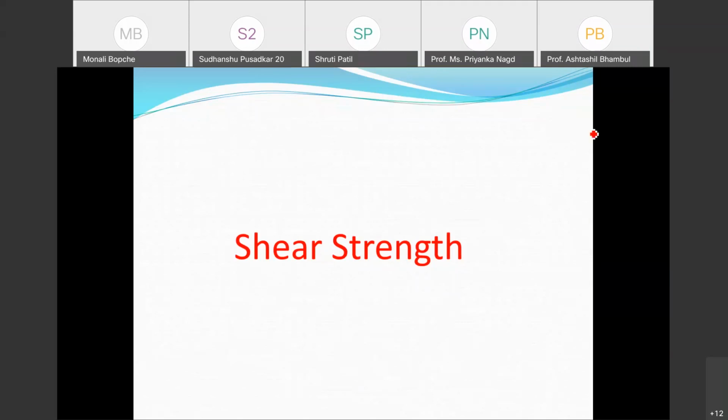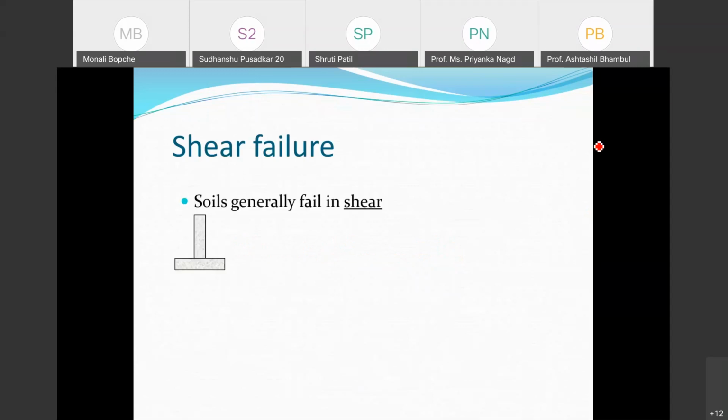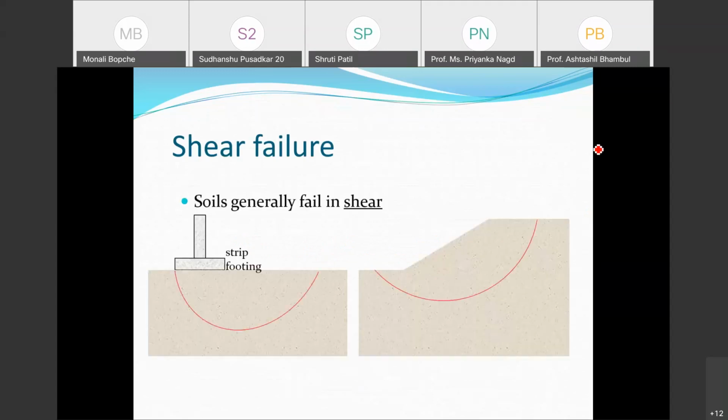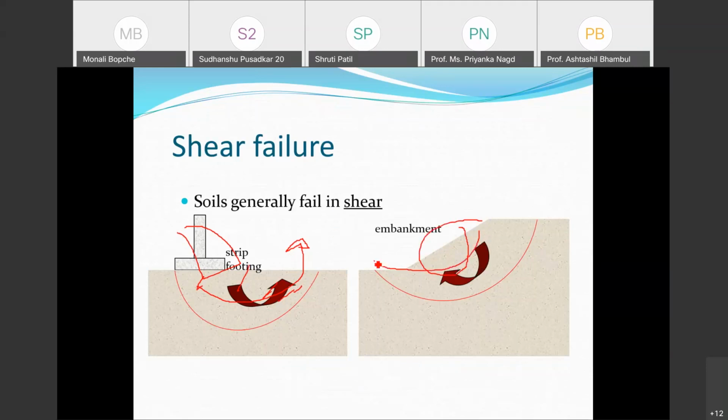How will I identify those? First we'll see how shear failure takes place. Say these are the two cases I'm showing. One is the foundation, and the other is the embankment. When the load is coming on this soil mass, this much soil is under stress. If the soil is not strong, what will happen? This soil will be moved away, and once it moves, your foundation will get tilted and your building will collapse. Similarly, in an embankment, if the soil is not strong enough, it will slide and collapse.